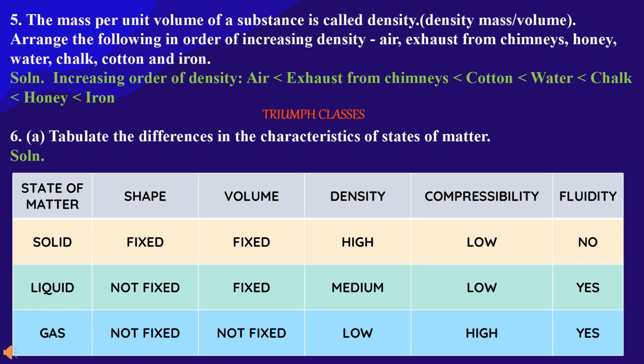First, solid has fixed shape, fixed volume. It has high density, low compressibility and can't flow. Then, liquid does not have fixed shape but has fixed volume. Its density is medium, having low compressibility but it can flow. Third, gas does not have fixed shape and volume. Its density is low but compressibility is high. Gas can flow in every direction.